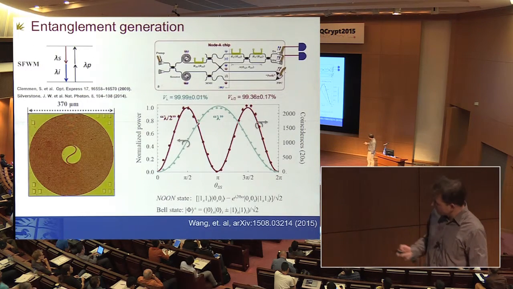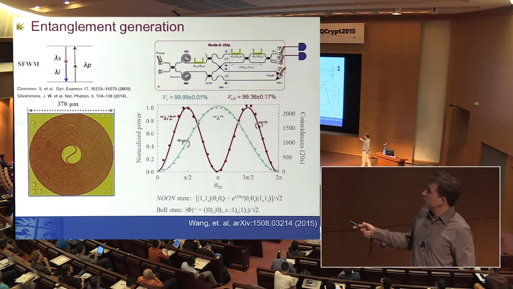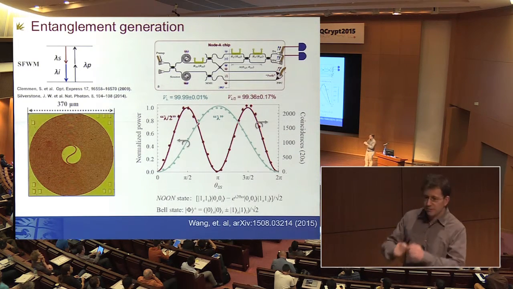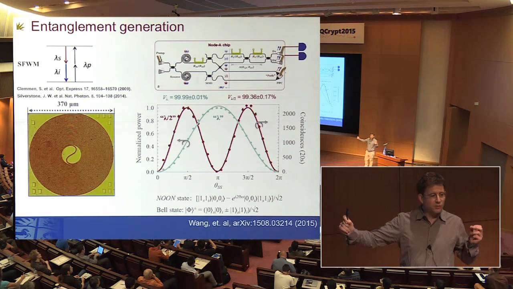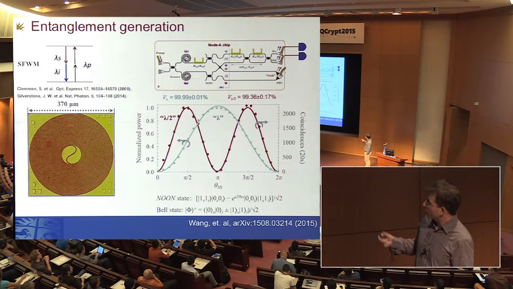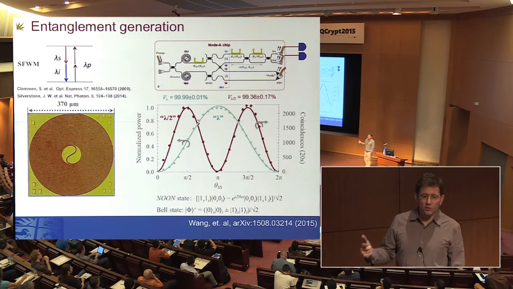Just a few more details. The photons are produced using a spontaneous four-wave mixing approach. This is what one of the sources looks like. It's effectively a very long, sort of 2 centimeter long waveguide that we've spiraled up to make it nice and small. We're convinced that it's producing quantum states.